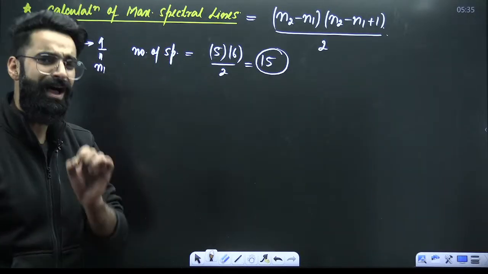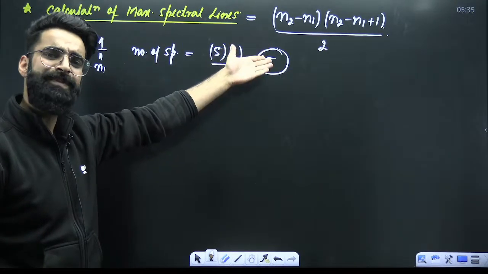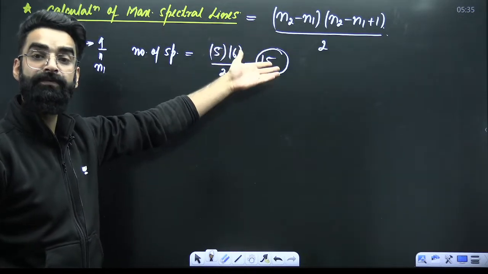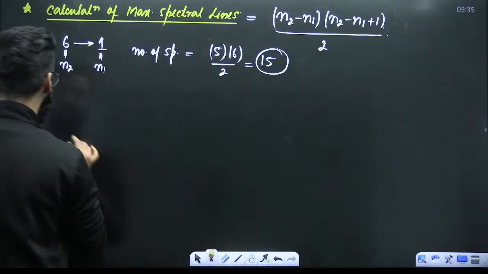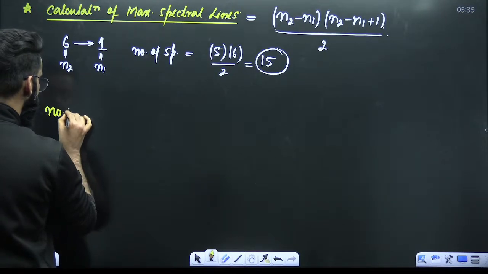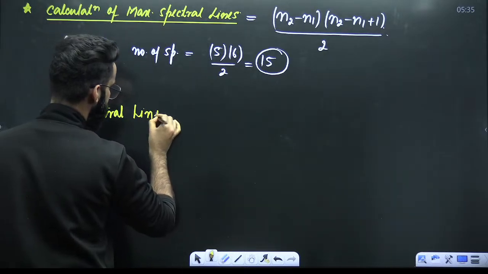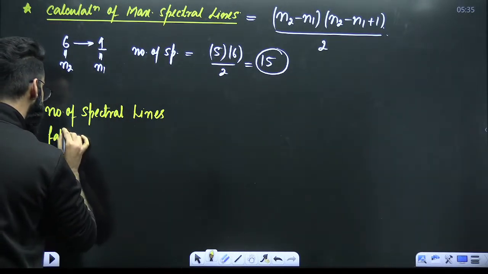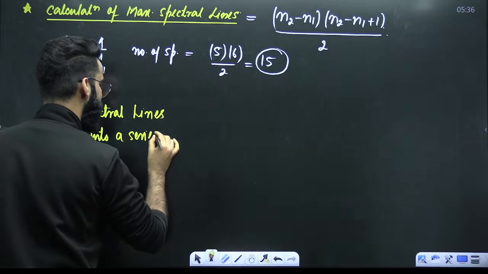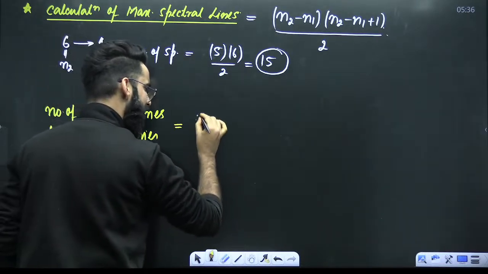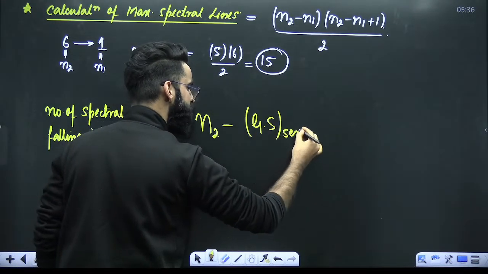Now, my dear students, if I ask you, out of these 15 spectral lines, these 15 radiations which are emitted, how many spectral lines will fall in Lyman? How many will fall in Balmer? How many will fall in Paschen? If I ask you something like that, do remember: the number of spectral lines falling into a particular series is always equal to the higher energy state minus the ground state of that particular series which you are talking about.